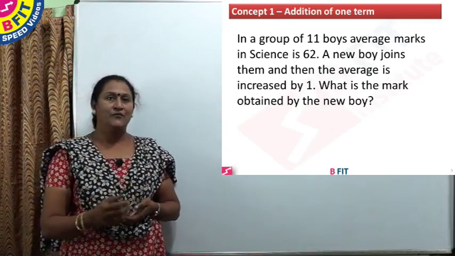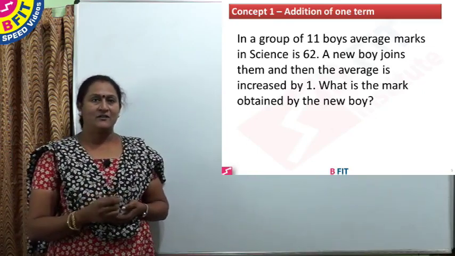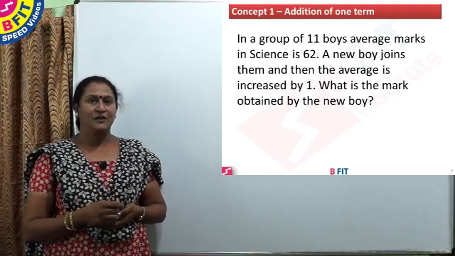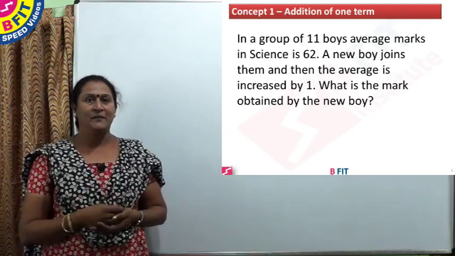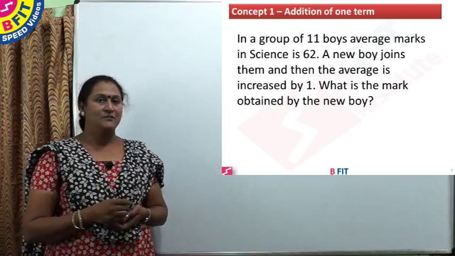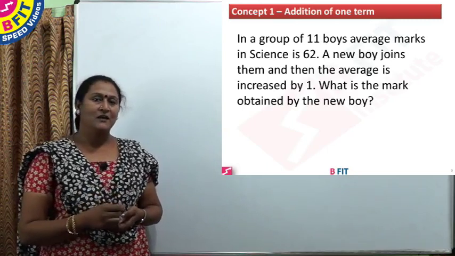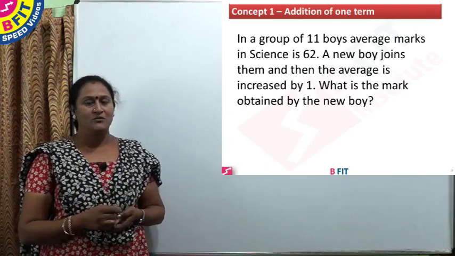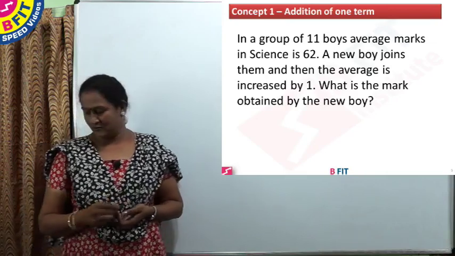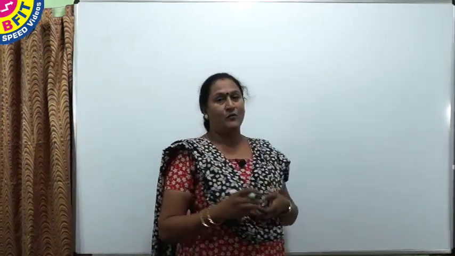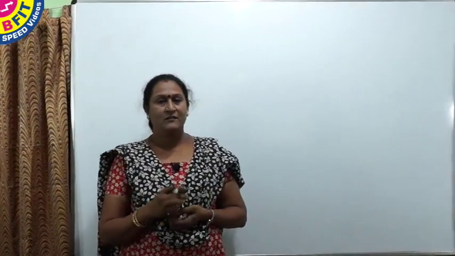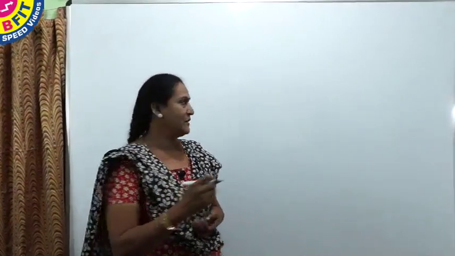Say in a group of 11 boys, the average in science is 62. A new boy joins them and then the average is increased by 1. So what is the mark obtained by the new boy? We will see the working. So in a group of 11 boys, the average is 62 in this science subject.